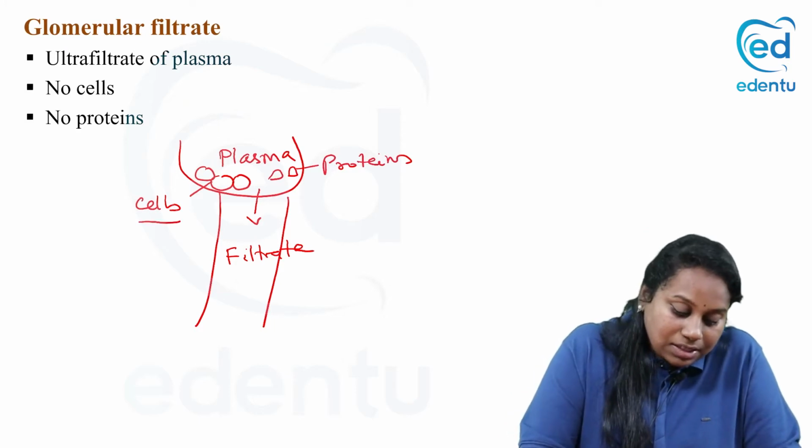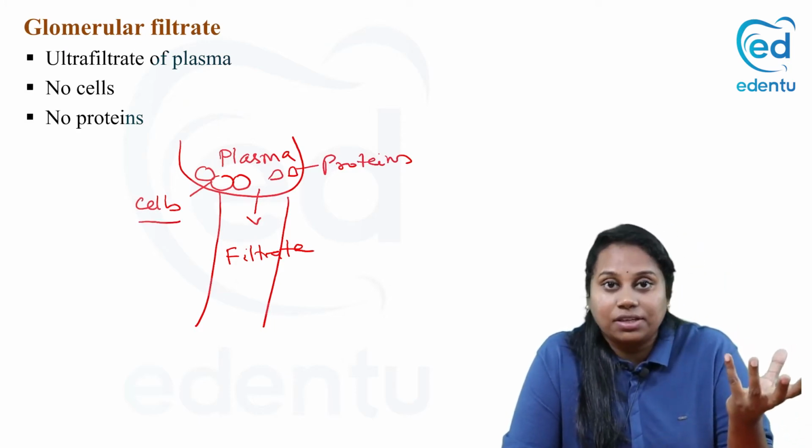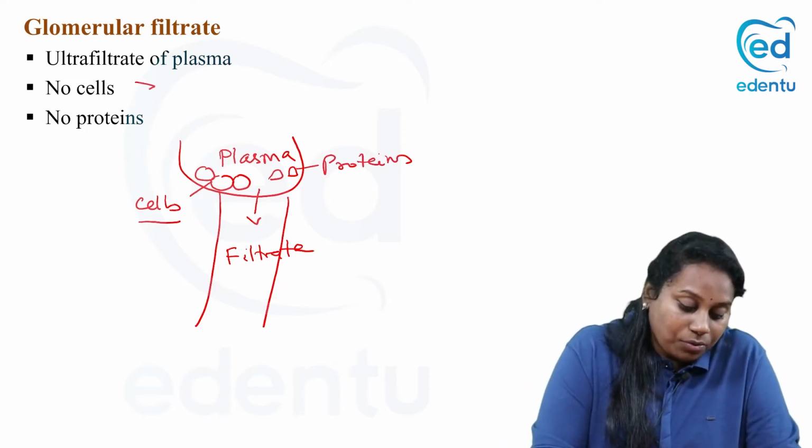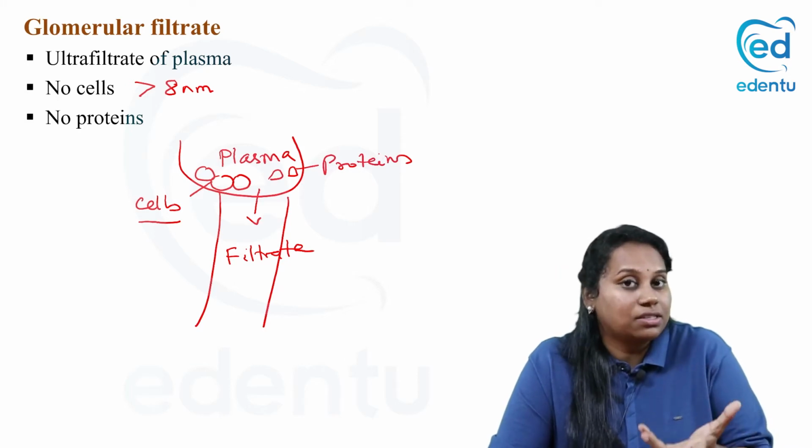The reason is that cells are larger in size. The filter has pores in it. It will not allow particles more than 8 nanometers to flow into the filtrate. That's why cells are not filtered.